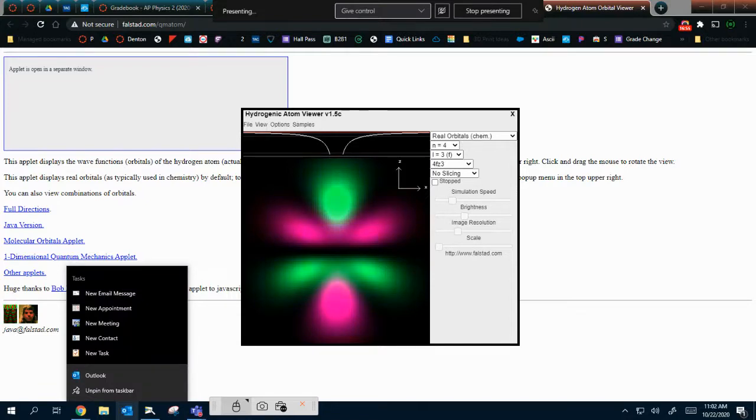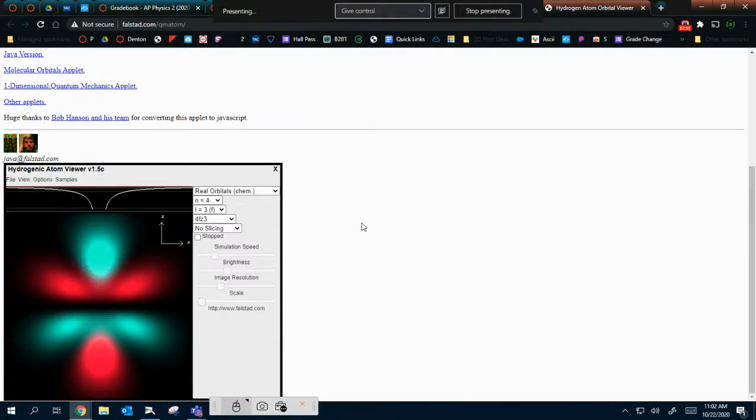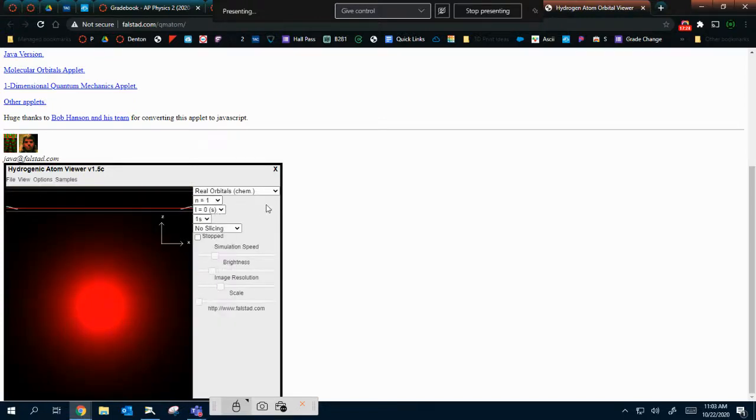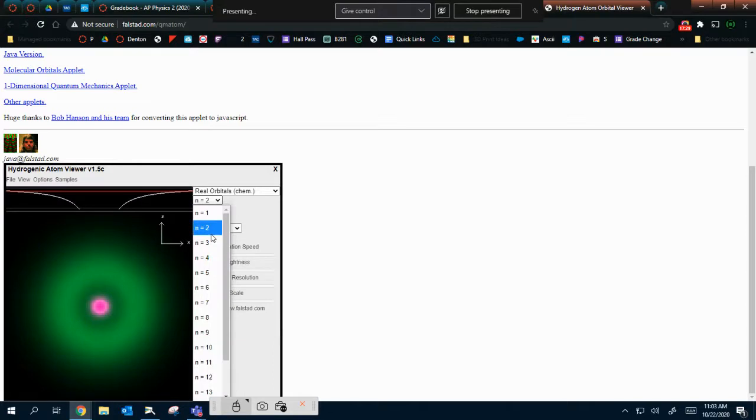Here you'll notice it says n equals 4, and then it disappears. If we're looking at this guy here, we can change it, so we can say, hey, n equals 1. So this is like your hydrogen atom, right? N equals 2, n equals 3, n equals 4.